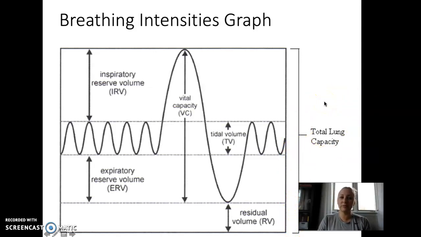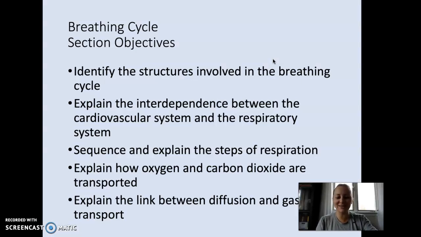You're going to need to be able to view this chart and identify different parts of it as we move forward. And that's all for today.